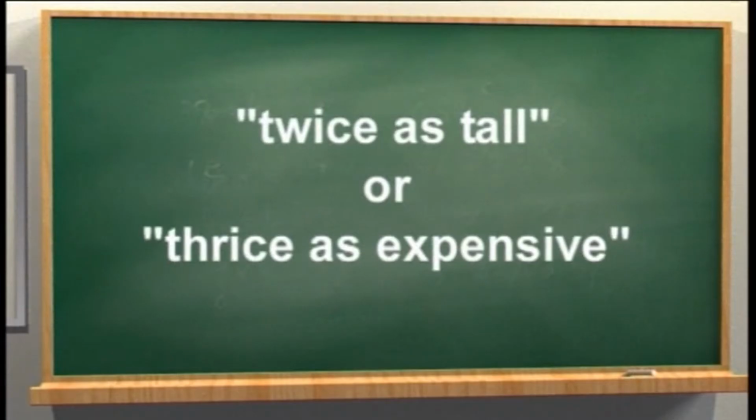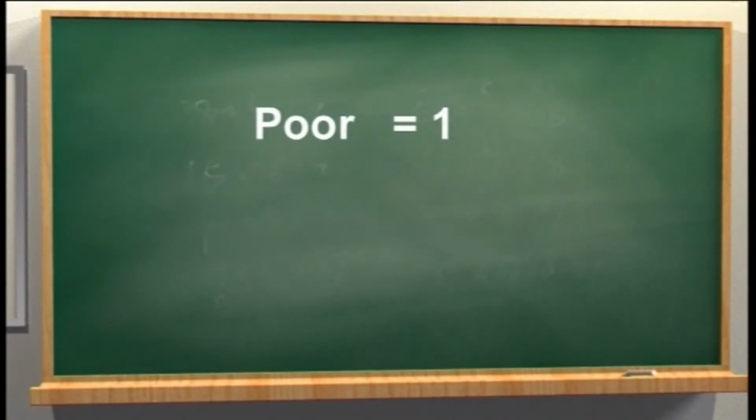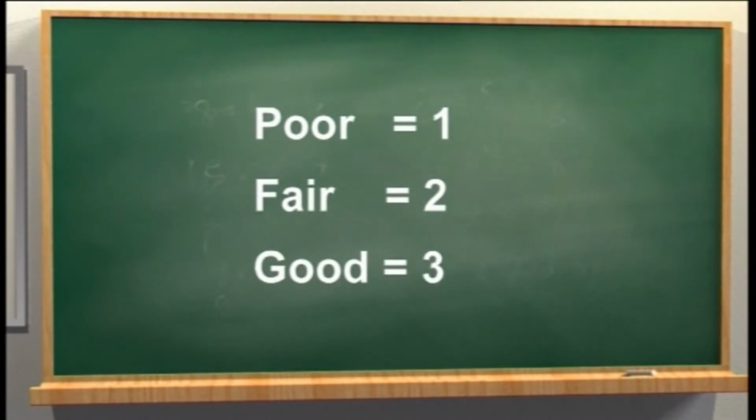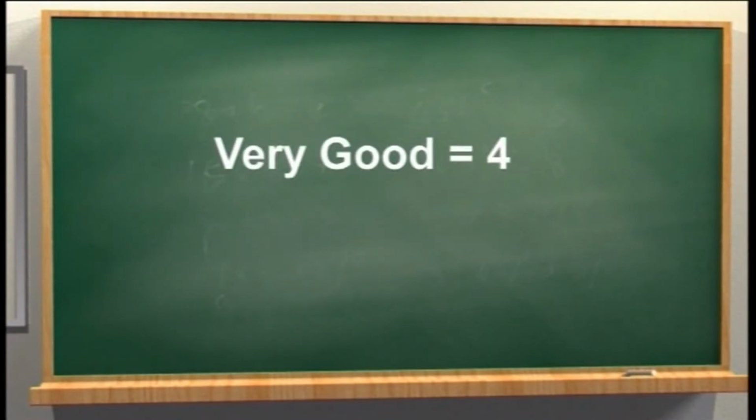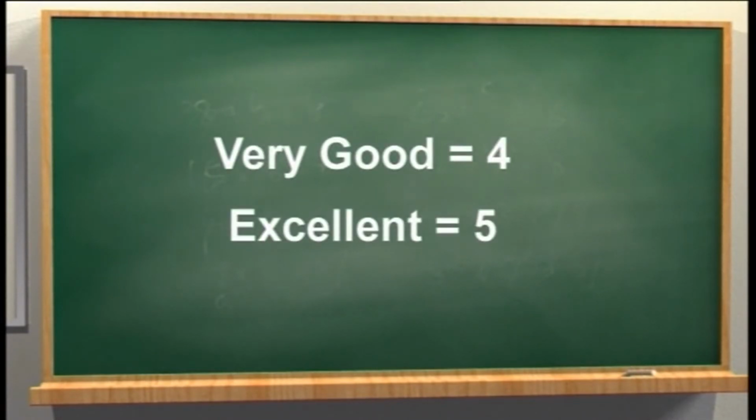These are quantitative or numerical and allow meaningful arithmetic operations. For example, when speaking of heights or prices, it is meaningful to talk about twice as tall or thrice as expensive, and so on. On the other hand, ordinal data are values for which only order or ranking is meaningful. For example, when rating a college course, one could use a score such as poor equals 1, fair equals 2, good equals 3, very good equals 4, excellent equals 5.